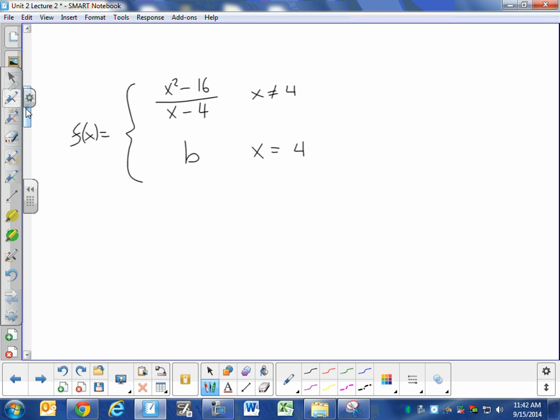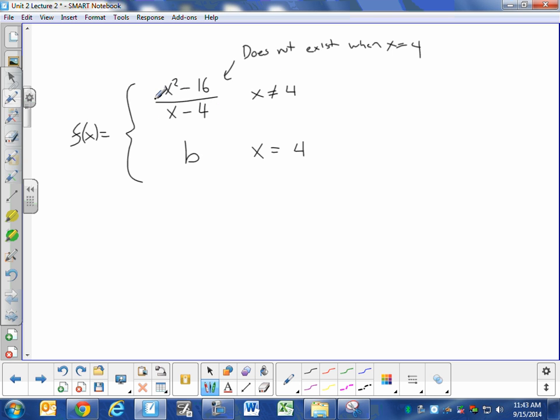Moving on. Find B so that this function is continuous. Function value does not exist when x is 4 for this piece in general. We talked about those last couple problems. Each of our pieces were continuous everywhere. Well, this piece is not continuous everywhere. It's not continuous at 4.